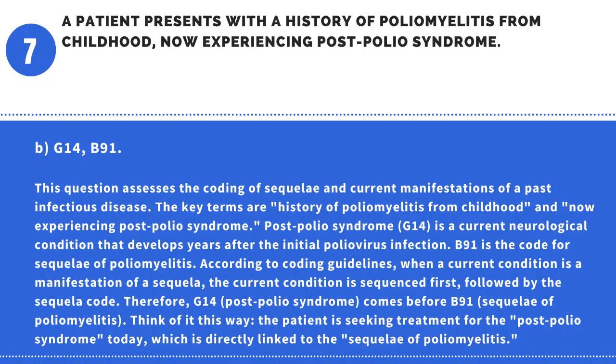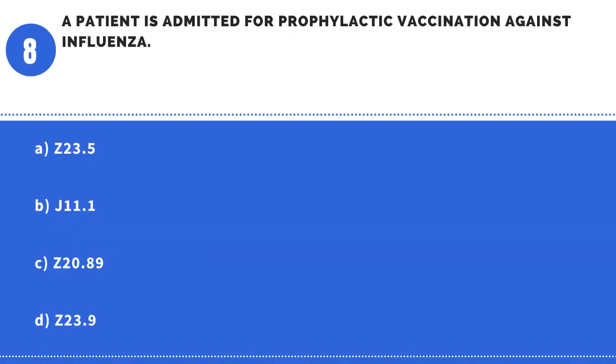According to coding guidelines, when a current condition is a manifestation of a sequela, the current condition is sequenced first, followed by the sequela code. Therefore, G14, post-polio syndrome, comes before B91, sequelae of poliomyelitis. Think of it this way: the patient is seeking treatment for the post-polio syndrome today, which is directly linked to the sequelae of poliomyelitis. Question 8.